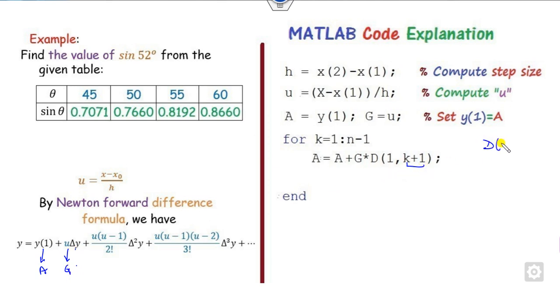Why? Because the first column corresponds to y, while delta square and so on start from 2 to n as in the previous loop. So that's why I write a of k plus 1. Otherwise you can write a 2 here and then write k here, depending on the u.